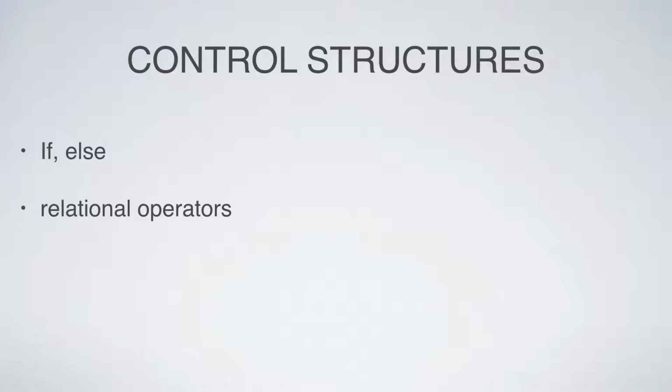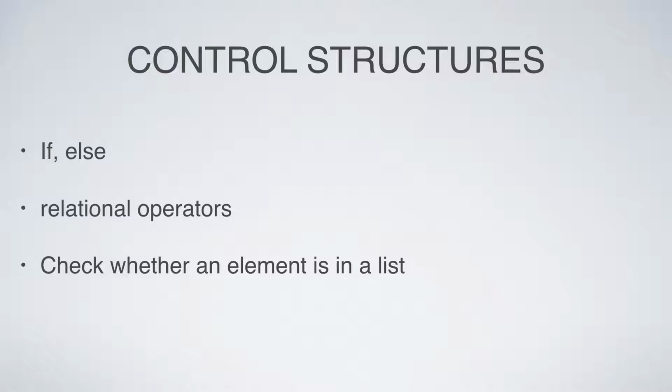Then we'll check out relational operators, which are super important, not just for if and else conditions. Then we'll check out whether an element is within a list. As you have seen, lists contain multiple elements, and we can simply check through a list whether an element is in there. You will see different cases where you can use that. And then you'll see elif, which is an extension to if and else, a shortcut for else if.